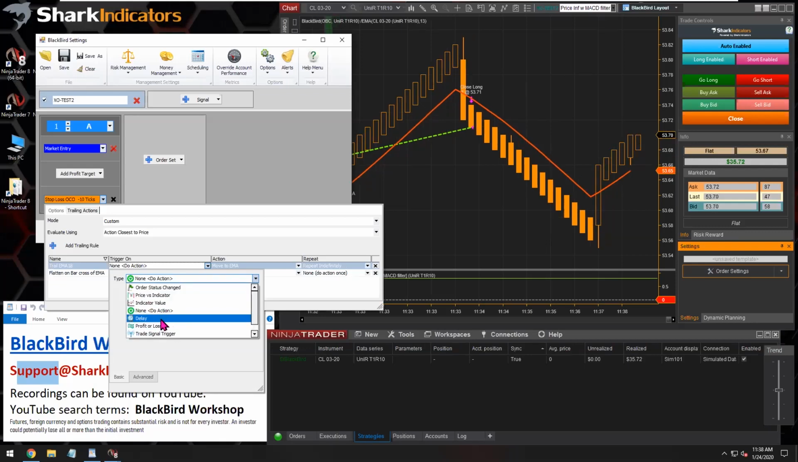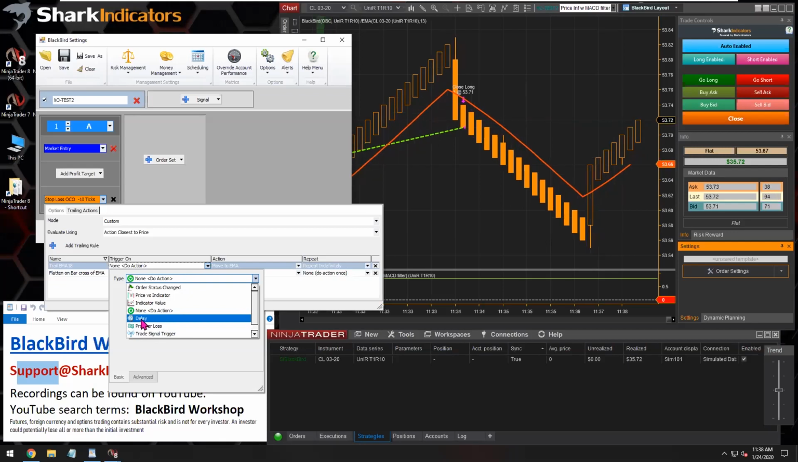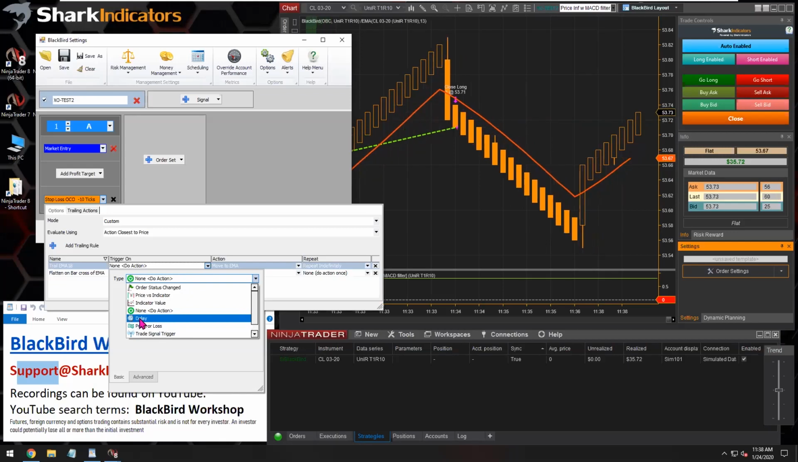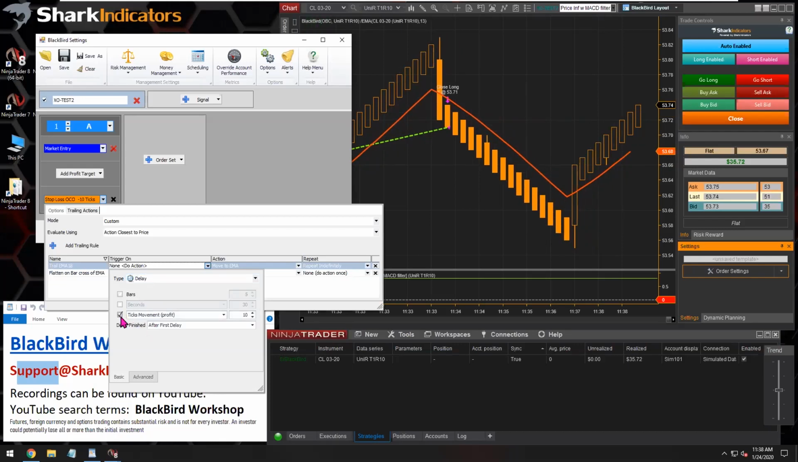So for a 10 tick profit, that's probably the easiest one to do. We're going to use the delay condition and enable ticks of movement, and in this case, a profitable direction. It already defaults to 10 ticks. This delay option has a lot of different conditions to select from.